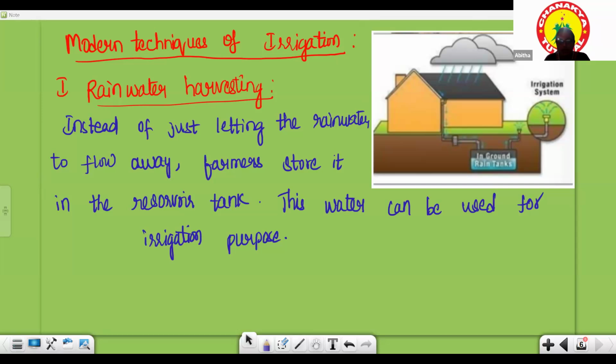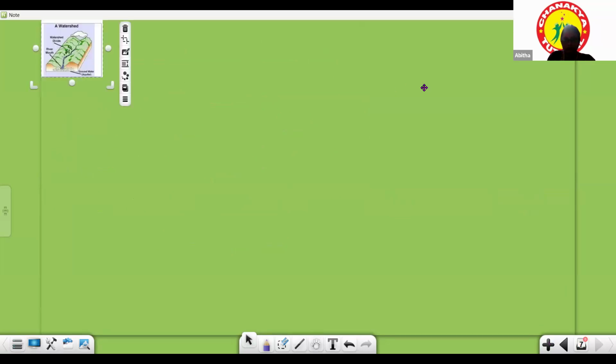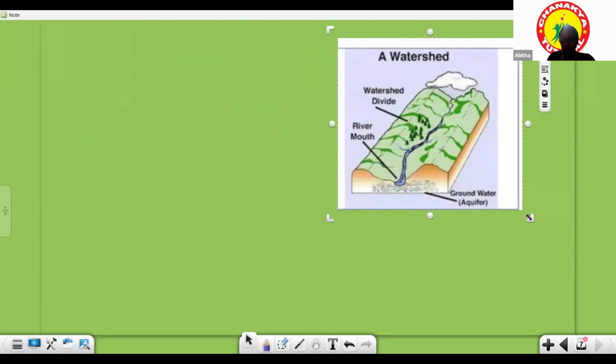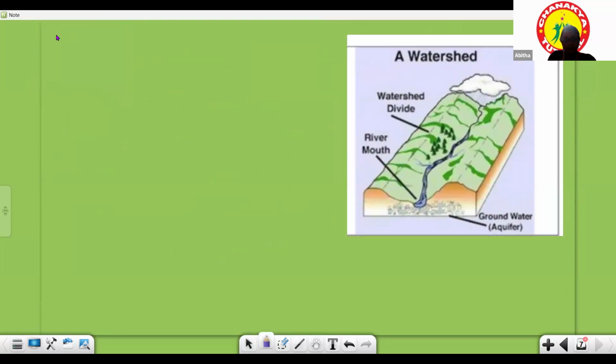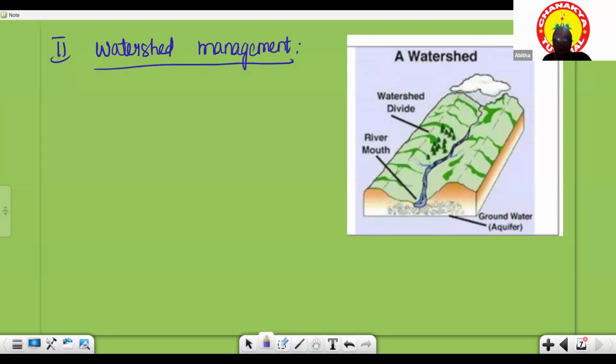So the next one is watershed management. Let me add a picture of watershed management. So what is watershed management?